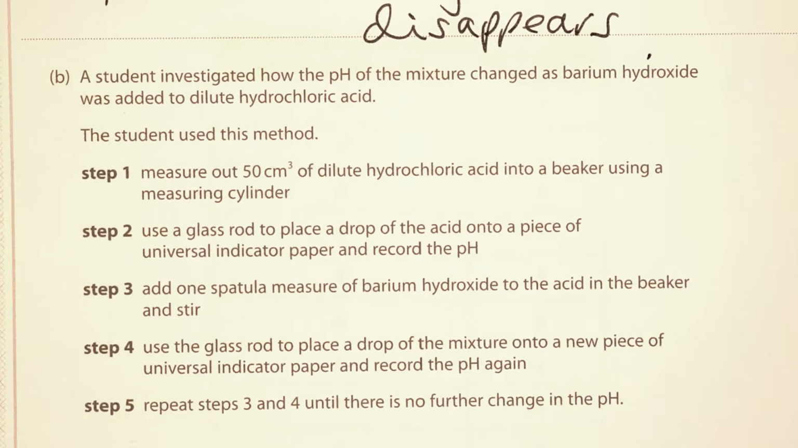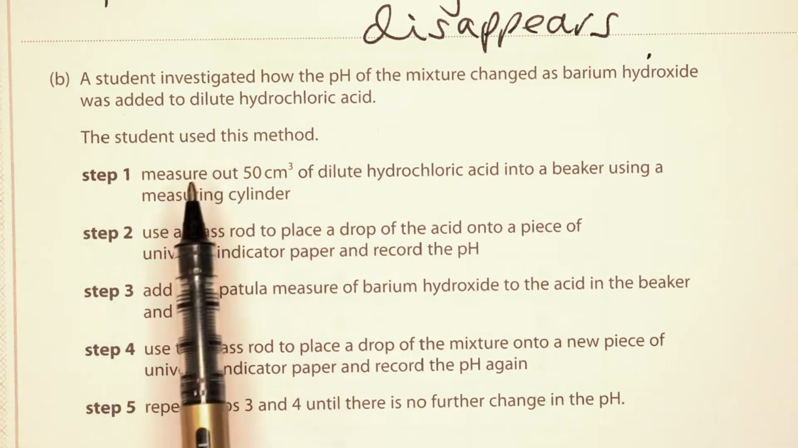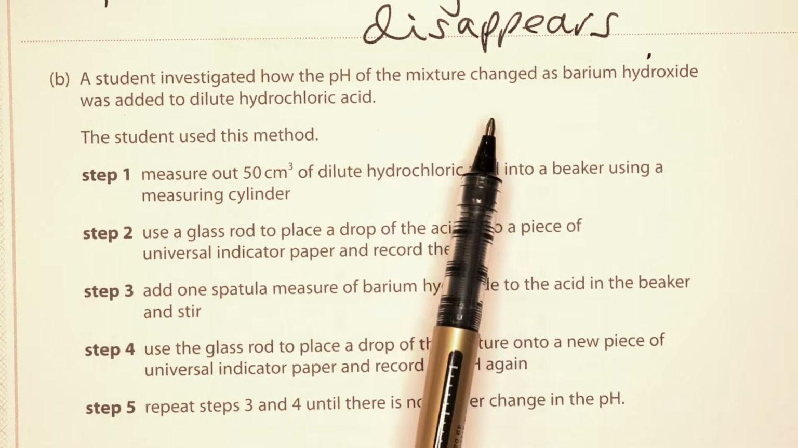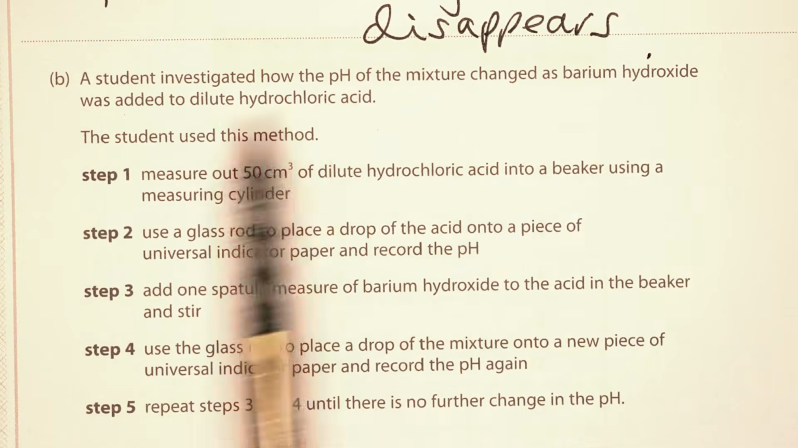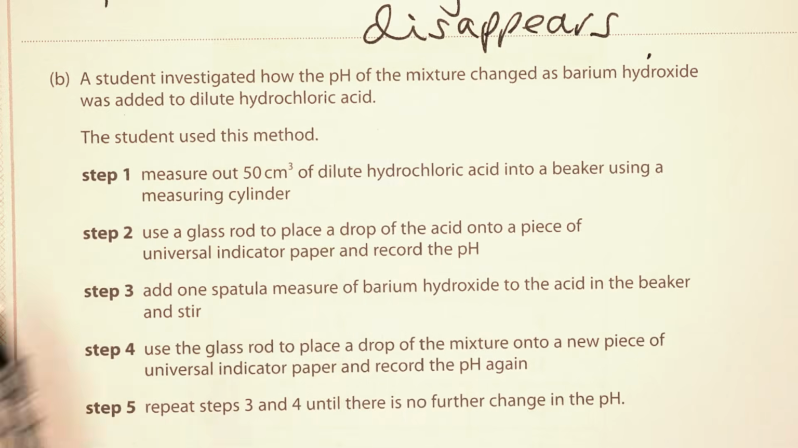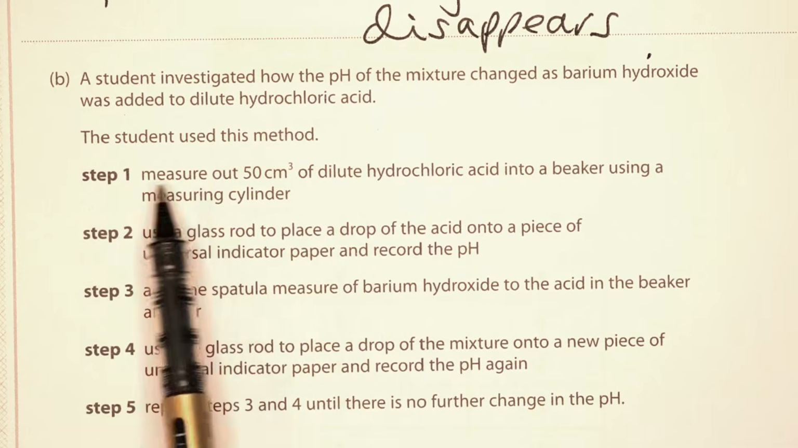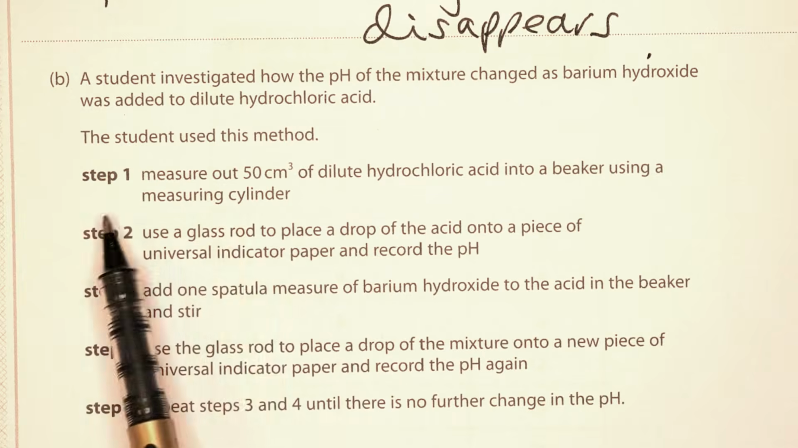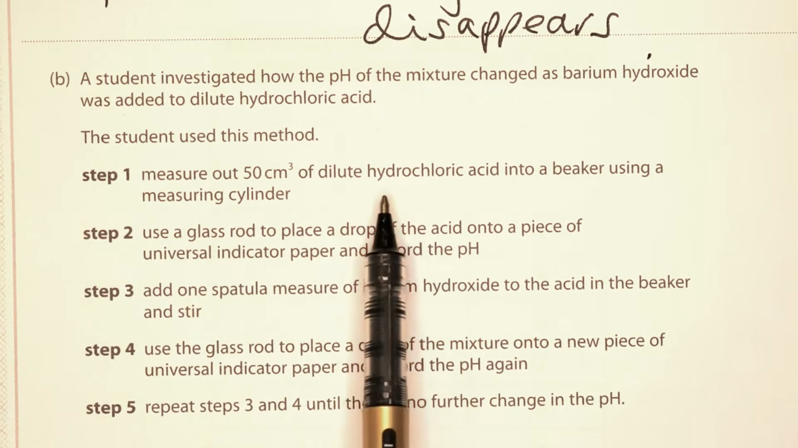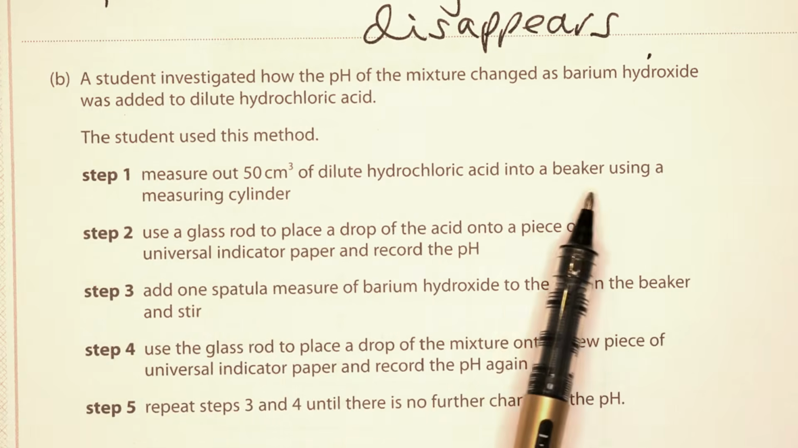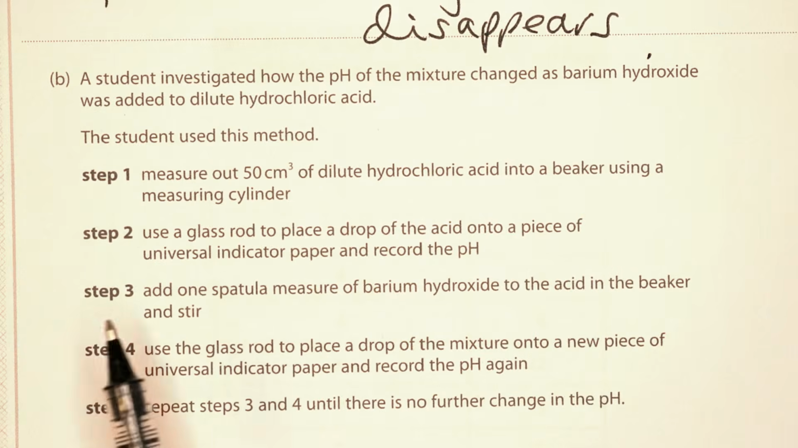Then it's telling us about an experiment. A student investigated how the pH of the mixture changed as barium hydroxide was added to dilute hydrochloric acid. The student used this method. Step 1. Measure out 50 centimetres cubed of dilute hydrochloric acid into a beaker using a measuring cylinder.